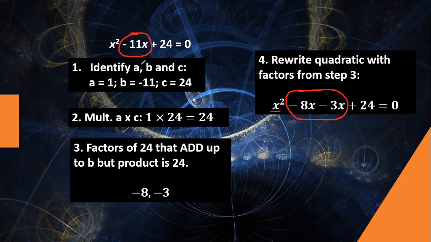The x squared here, plus sign here, 24 here, 24 here, equal sign, 0, 0. Everything is the same, except of course, the negative 11x has been replaced by negative 8x minus 3x, which came from here. Any questions there?